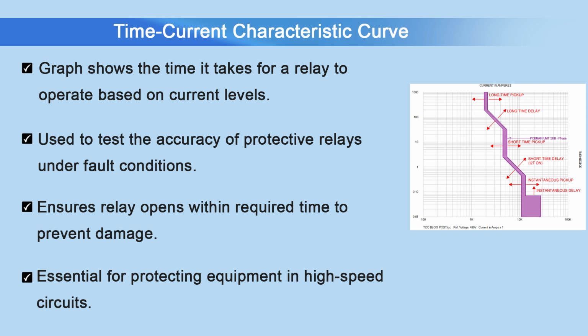Here the formula is T is equal to K divided by (I by I pickup) power n minus 1. This equation describes the time current characteristics of a relay, where T is our operating time, I is the fault current, I pickup is the pickup current, K is a constant and n is an exponent that varies based on the type of relay. So, the time current characteristics curve is used in timing tests to determine whether the relay operates within the required time under different fault conditions. So, the curve helps to ensure that the relay provides adequate protection without unnecessary delay.